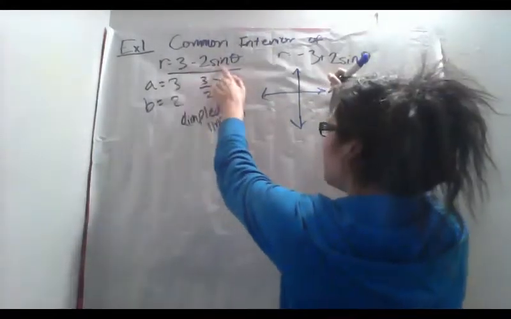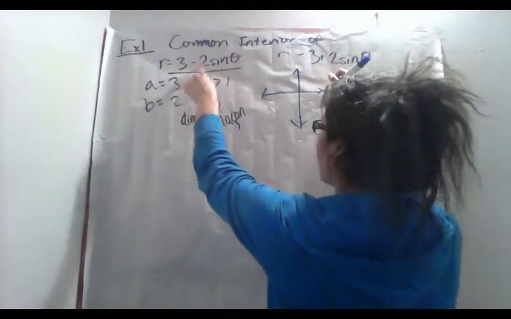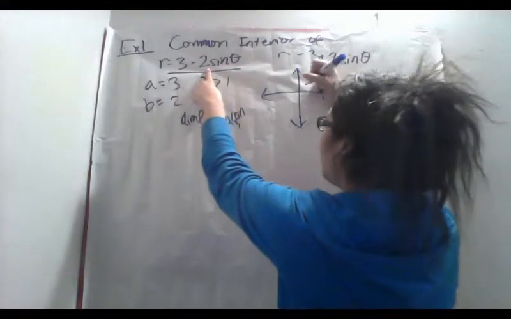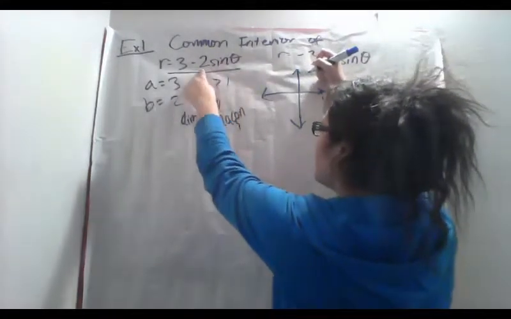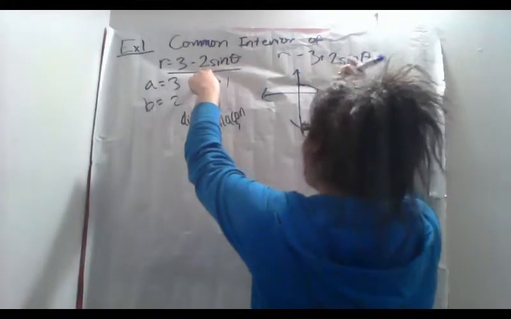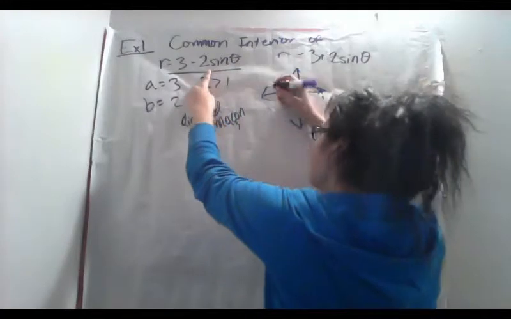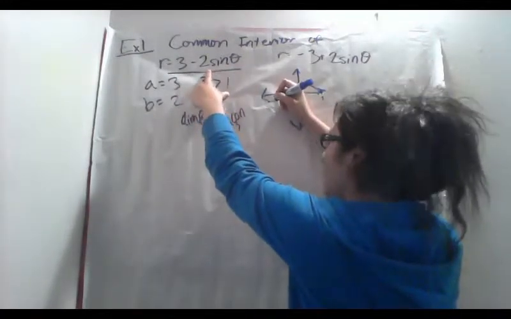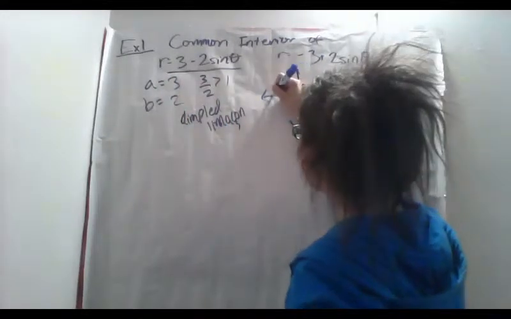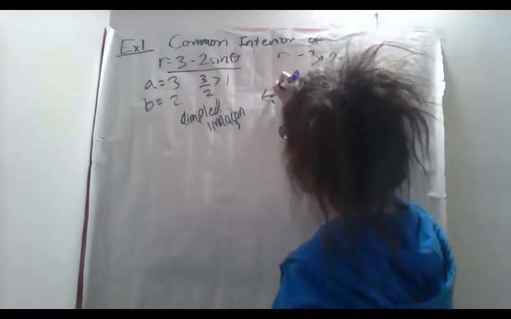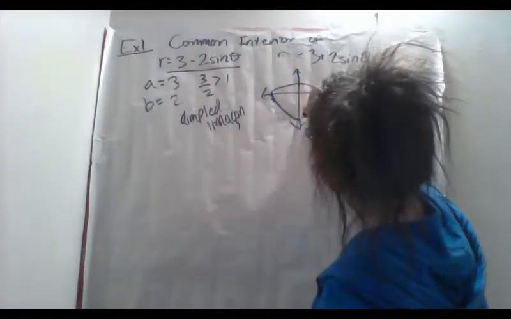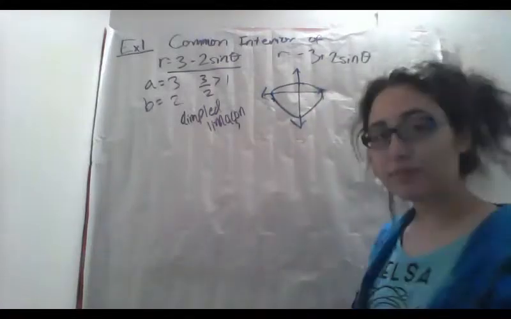So sine of 0 is 0 times 2 is 0, 3 minus 0 is 3. So over here, this is 3. First point. So now we do pi over 2. Sine pi over 2 is 1 times 2 is 2. 3 minus 2 is 1, so we're over here, 1. We'll connect it. Next one is pi, so sine pi is 0 times 2 is 0. 3 minus 0 is 3, so 3. And then we could just graph the rest, but because we're always short on time here, we'll just do this. That's what it looks like.